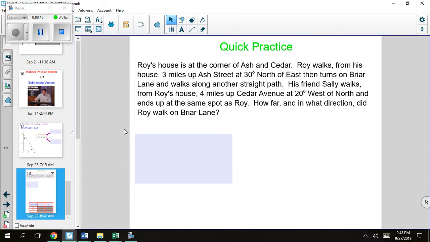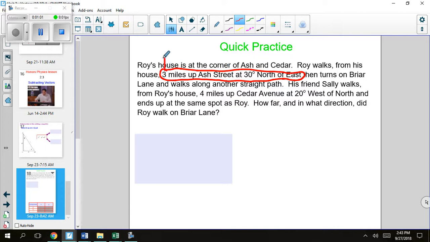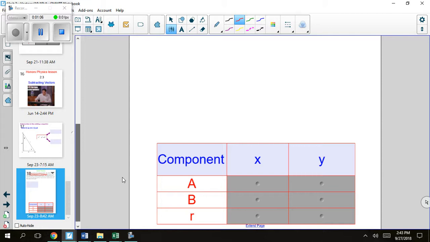Basically, we're given the resultant ahead of time. So let's look at this problem here. We have Roy. He lives on this street, and he starts to walk 3 miles at 30 degrees north of east. Alright, so table-wise, that's our A. This is Roy.